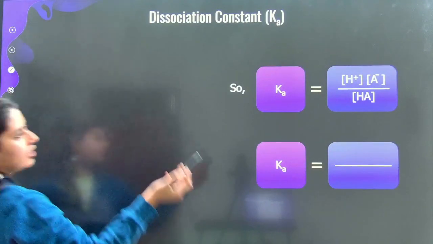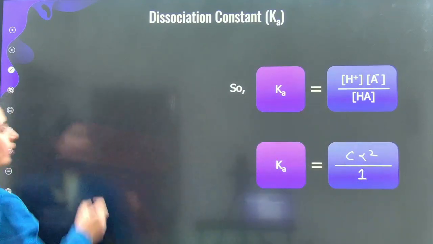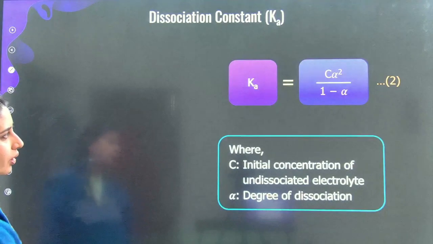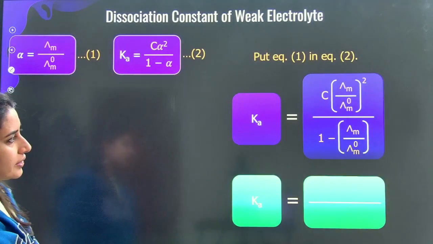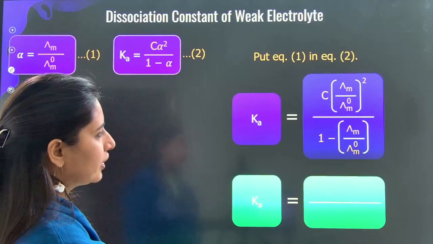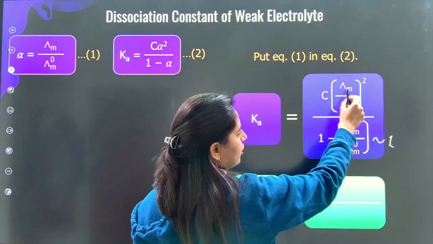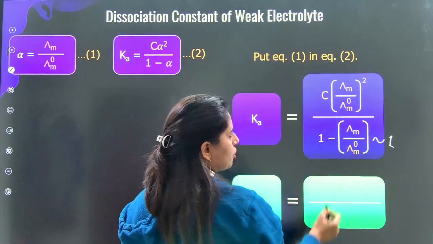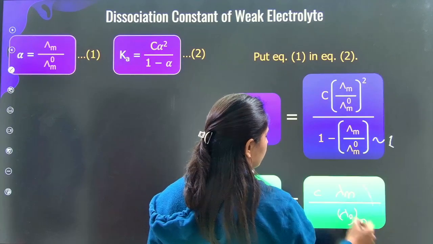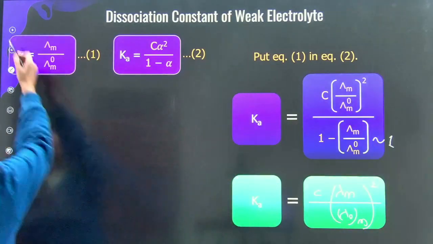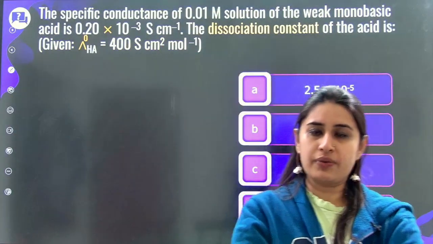Alpha, I just explained how we got C alpha square by 1 by taking some approximations here, correct? Yeah, so this is what you have, and you can put your value and see what answer you get. Ka value you can directly get from here. This again you can substitute as 1. Alpha you are substituting as lambda m by lambda naught m. So C times lambda m by lambda naught m whole square will give you the Ka value. So this is a great application. Let's try a question on this and see whether you've understood this or not.